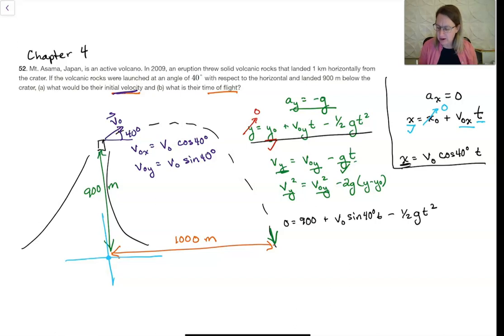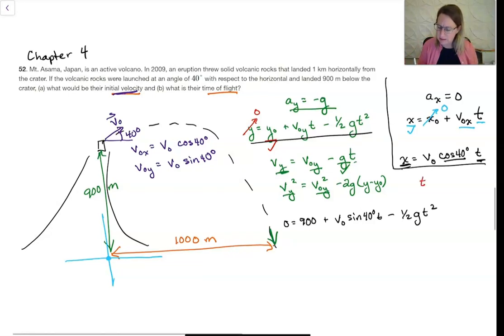I know cosine of 40. I can find that. So I can actually substitute. I can solve for my time here and plug it in over here, and I can get my values. So this is when you have two equations and two unknowns, you have to do your substitution. So we need to remember a little bit of algebra. So we're going to go ahead and do that.